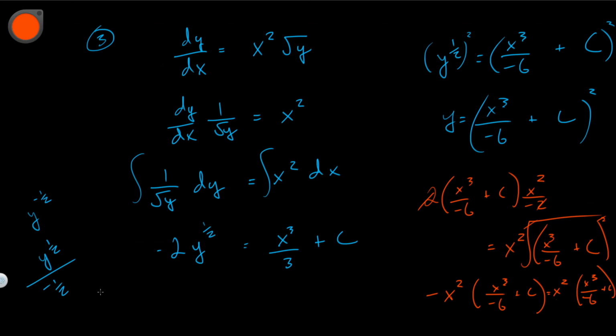I think I made a mistake here. You guys have probably been screaming, you probably filled out the form and told me that I was wrong here. Yeah, because I raised it to 1/2. I should have divided by 1/2. And that's going to make this a positive 2. And then over here, I'm going to get a positive 6.